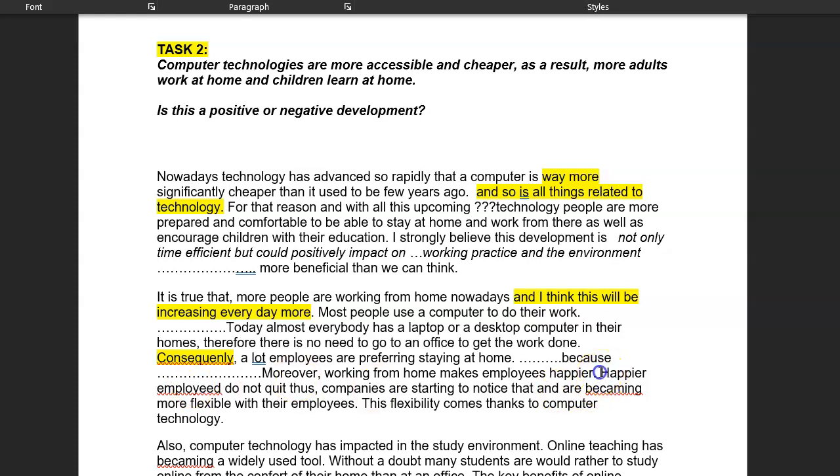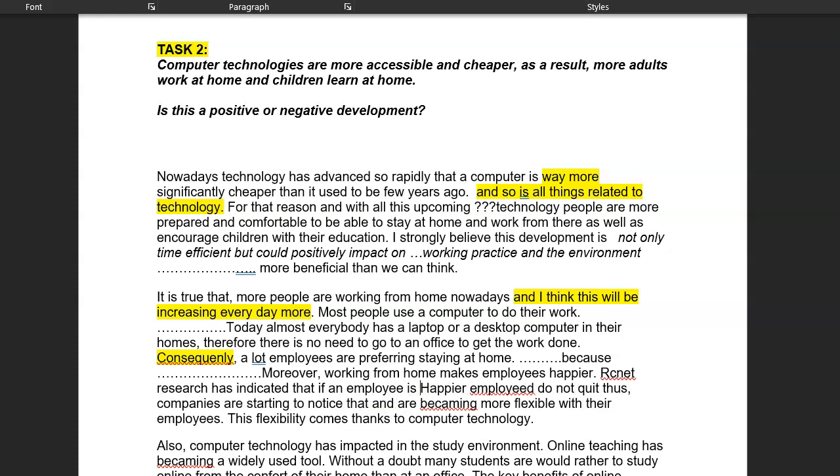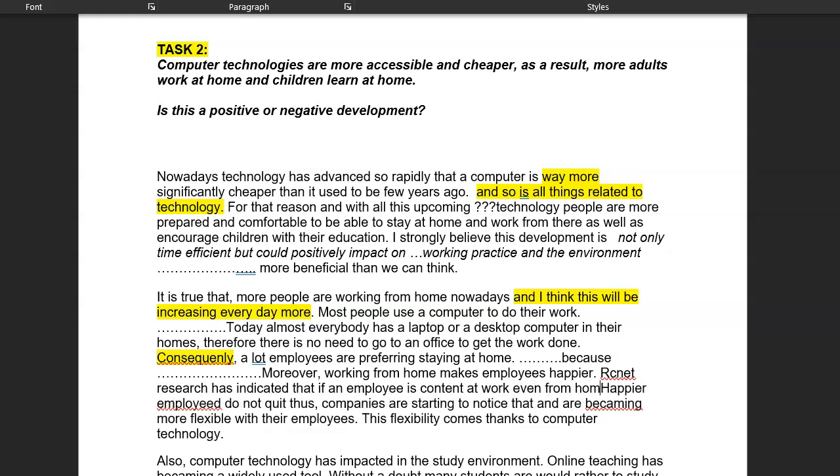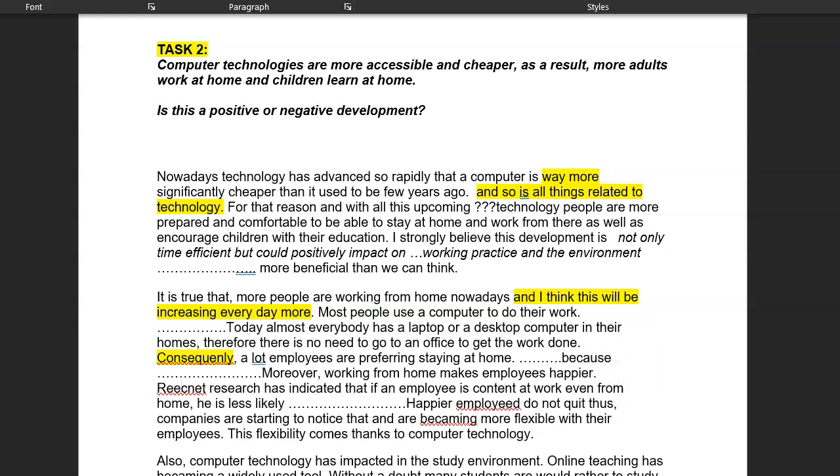So here you could say, "Recent research has indicated that if an employee, use a conditional, is content at work, even from home, he is less likely to leave." Okay, so you've got the right idea, but you need to get it into a more academic style.